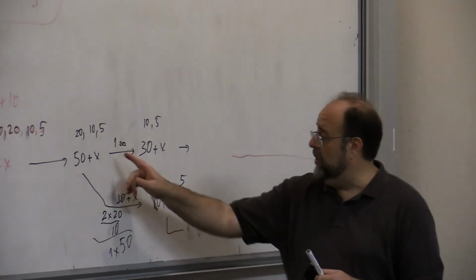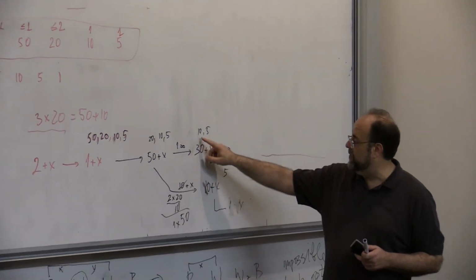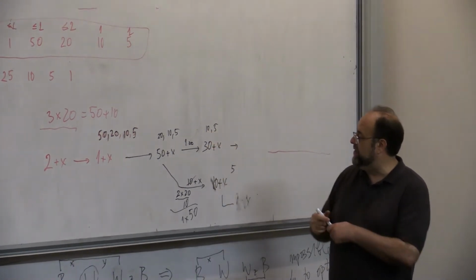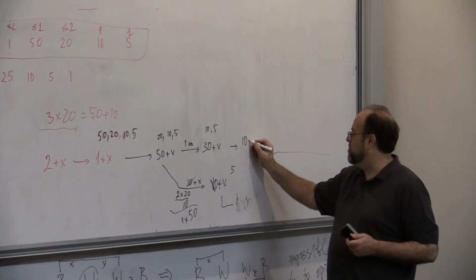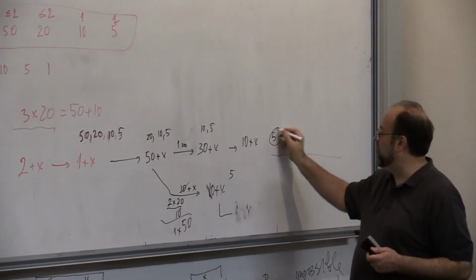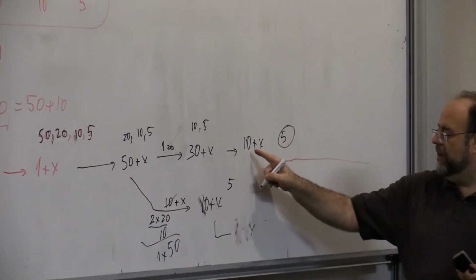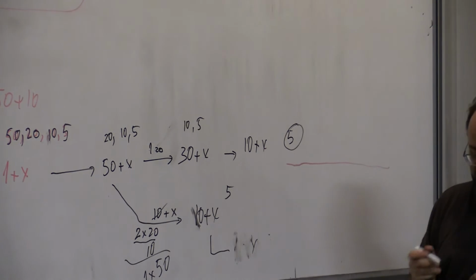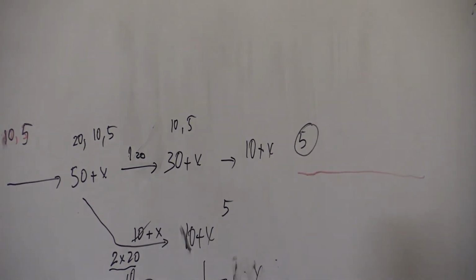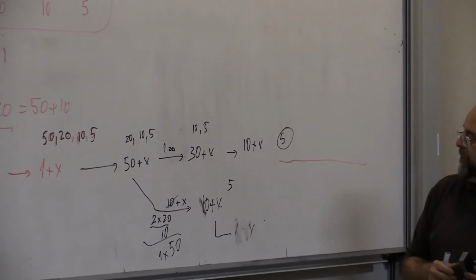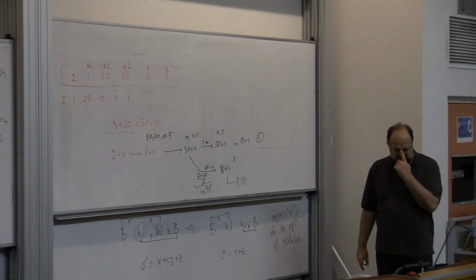And if I gave only 120, I end up with 30 plus X, but I cannot use more than 2 10-cent coins, so I will end up with 10 plus X with 5-cent coins, and again I'm stuck because I can use only 1 five to give 10 plus X, and it clearly leaves me with a suboptimal solution.